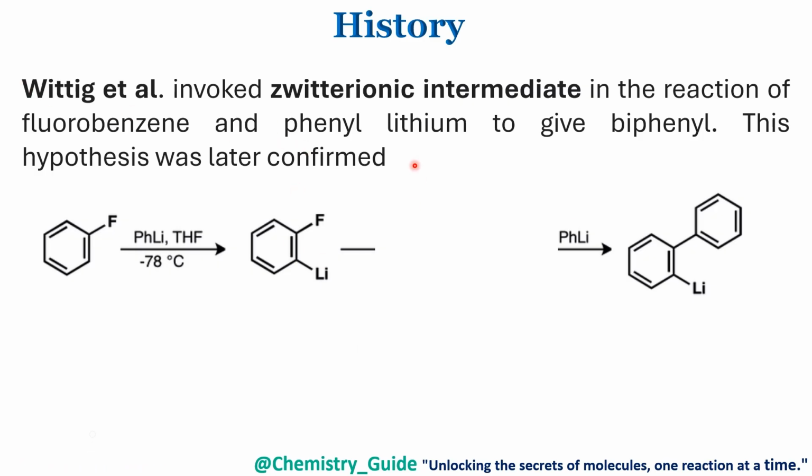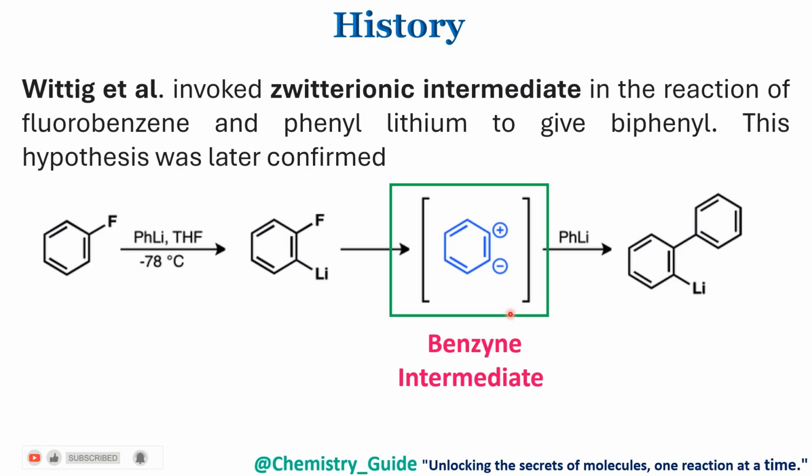Similarly, Wittig also discovered the zwitterionic intermediate by reacting fluorobenzene with phenyl lithium, which generated biphenyl. Wittig investigated the reaction mechanism and found that there is a formation of a zwitterionic intermediate. In the first step, there is a lithiation to get the lithiated derivative. In the next step, there is the elimination to generate the benzyne intermediate. In the last step, the phenyl attacks the electropositive carbon and lithium the electronegative carbon to generate the biaryl or biphenyl derivative.